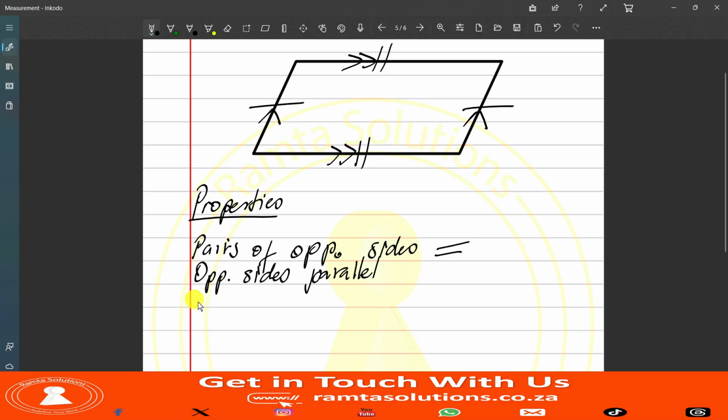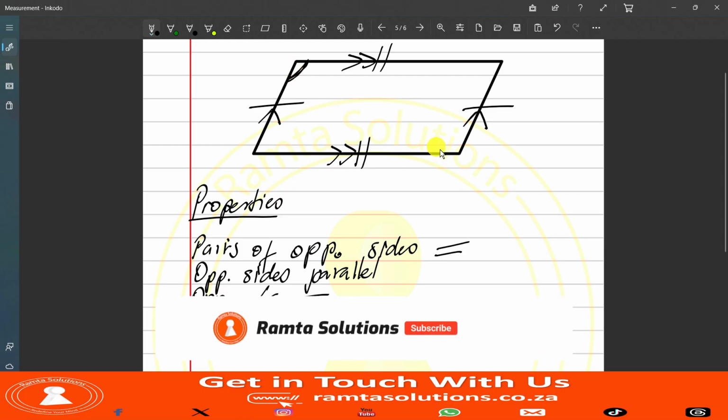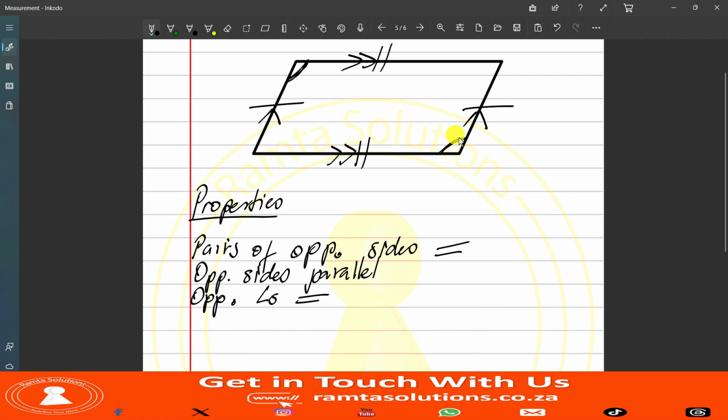Now, again, we will say opposite angles are equal. That is to say, this angle here, since it's opposite to this angle here, they are equal. Then this angle here is opposite this angle here, therefore they are equal, right? As you can see, opposite angles are equal. Now, as you can see, the lines are parallel. You can say interior angles are, or rather adjacent angles are supplementary.